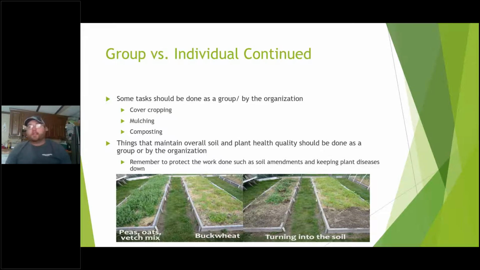That way no individual plot of ground is losing out because an individual can't or is unwilling to do things such as the good soil help, like cover cropping and mulching. And those are also big items to do. It's hard to compost by yourself. It's easier to compost as a group.